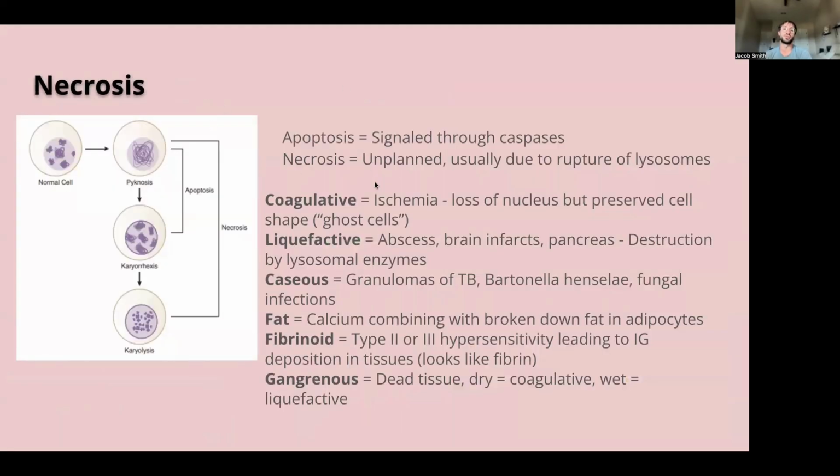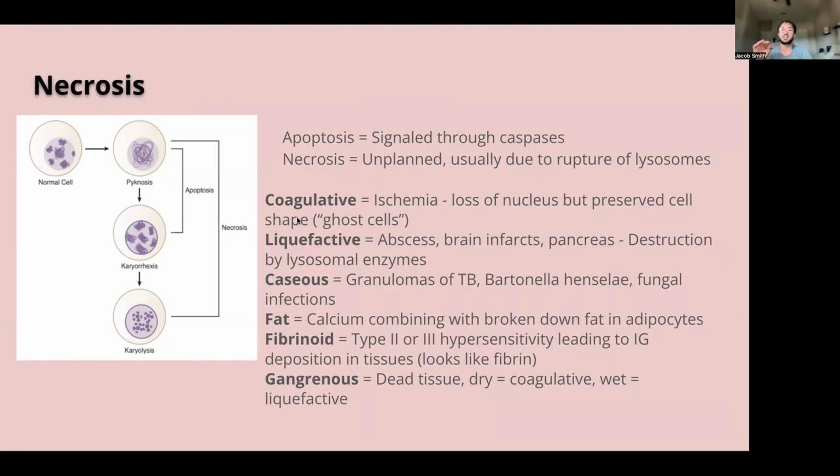Now, starting with necrosis. Just as a reminder, apoptosis, no inflammation. It is cell death that is signaled through caspases, typically. Necrosis is unplanned cell death, usually due to a rupture of lysosomes. That's how you get your liquefactive necrosis. But anyway, here are the different types. So coagulative necrosis is usually due to ischemia or hypoxia. You get dissolution of the nucleus, but preserved cell shape. So they call them ghost cells. They're just a pink little box with nothing in it.